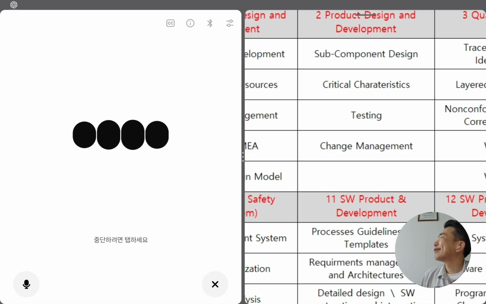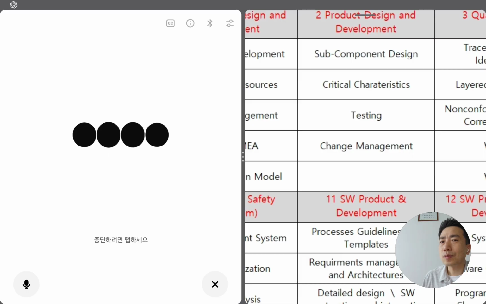Perfect start, David. You're now moving into column 2, row A, subcomponent design from your agenda. Let's review it carefully and prepare both auditor-style questions and sample supplier answers so you can practice. Column 2, row A, subcomponent design.